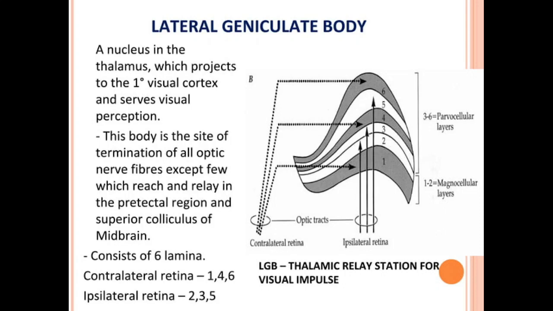visual evoked potential or magnetic resonance imaging, that is called MRI. These tests can help to locate where visual field defects are in the lateral geniculate body.